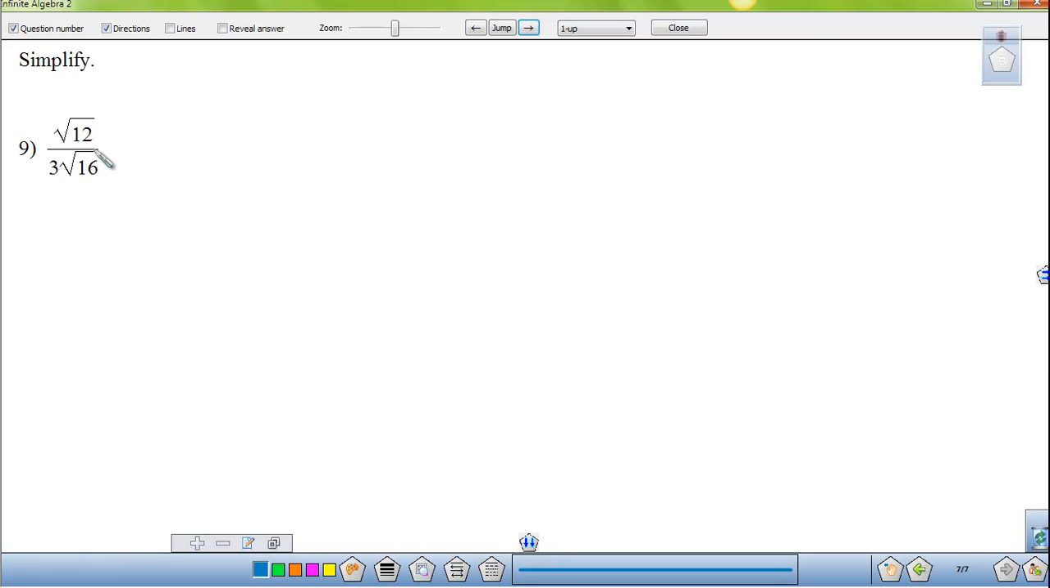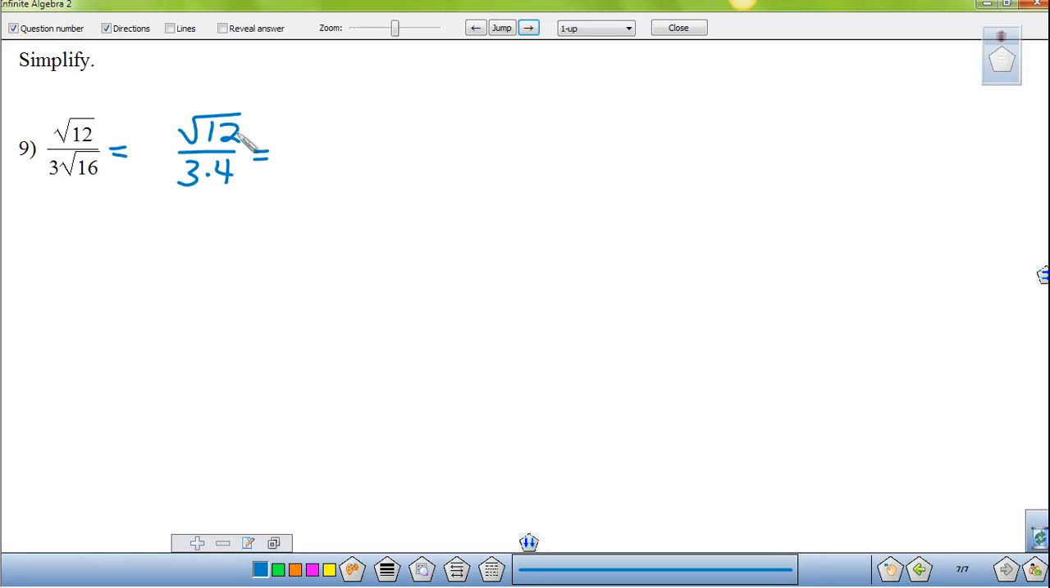In this example, we have a perfect square in the denominator, so there's no need to put those underneath one roof. You can just simplify this. You get the square root of 12 over 3 times the square root of 16, which is 4. And we know that's going to be 12.